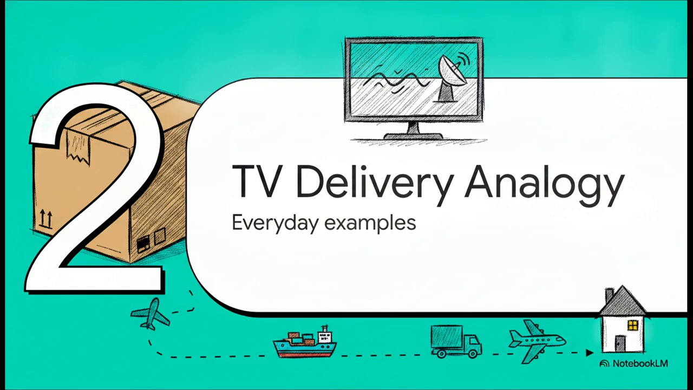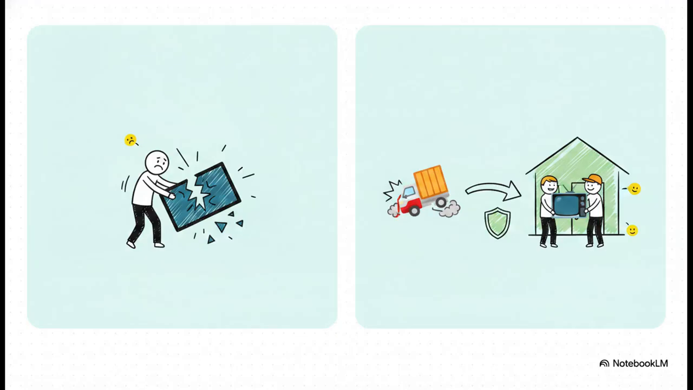Moving on to our next section, the TV delivery analogy. We're bringing global shipping right into your living room. And this brilliantly illustrates how these somewhat intimidating international terms actually apply to everyday life. Think about buying a massive, expensive flat-screen TV. EXW is the exact equivalent of carrying that giant TV out of the store yourself. If you trip in the parking lot and that brand new screen shatters on the pavement, that is your total loss. The store owes you absolutely nothing.